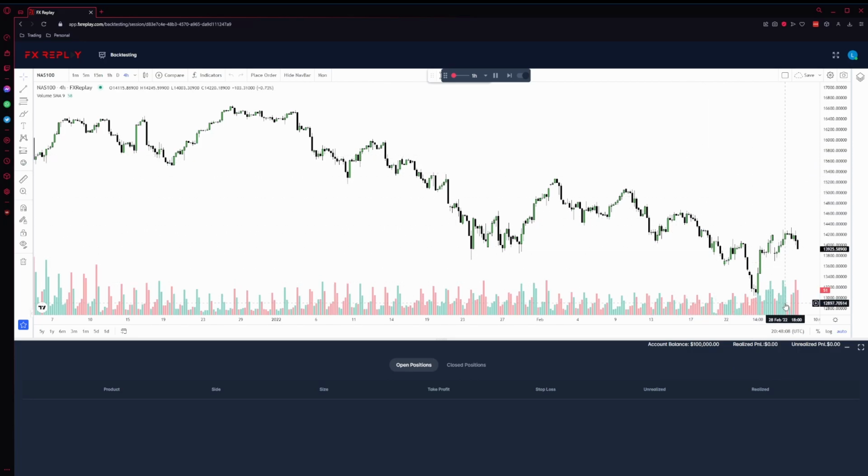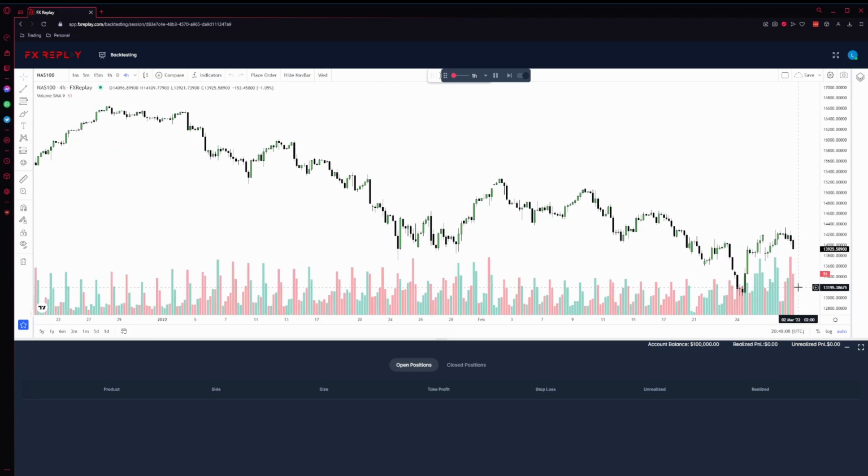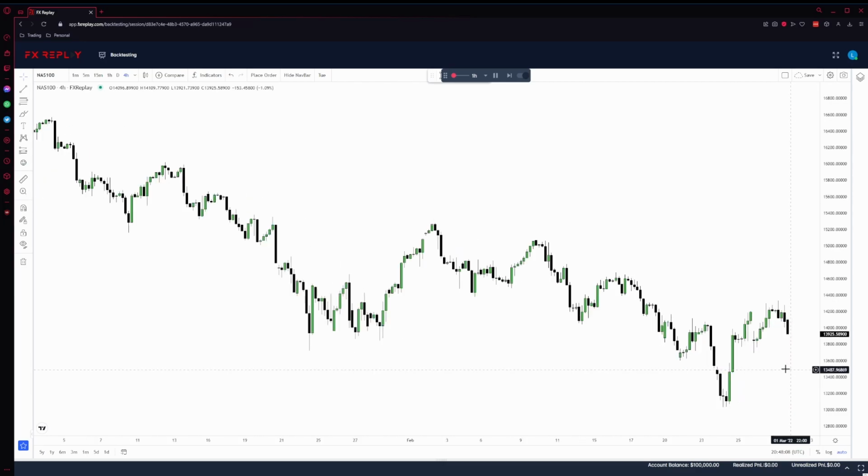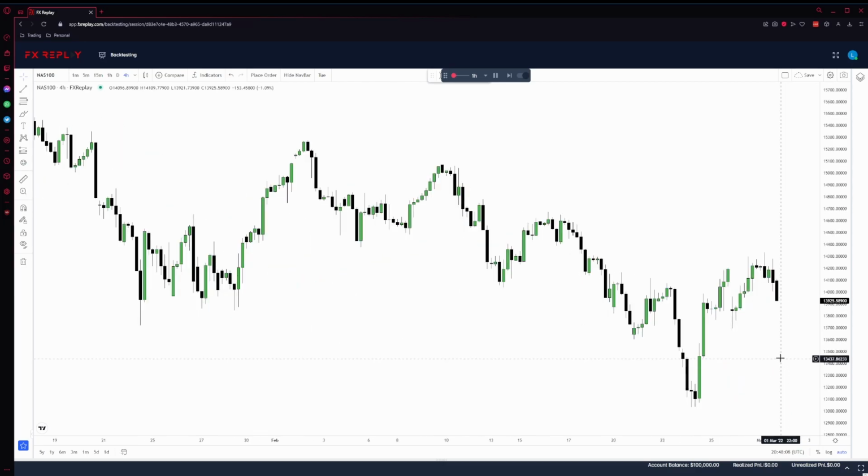In this session, I decided to cover the NAS 100. I don't actually trade that myself. It's not in my portfolio, and I've actually never done proper backtests on it. It's going to be quite interesting. The period that I'm going to be covering is March of 2022, so I'm quite curious what we can expect here.